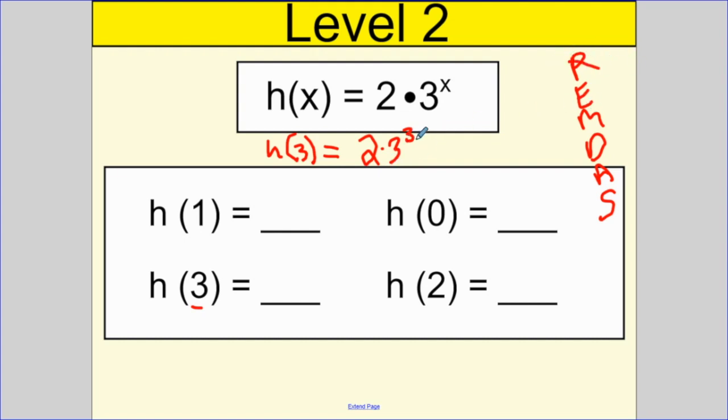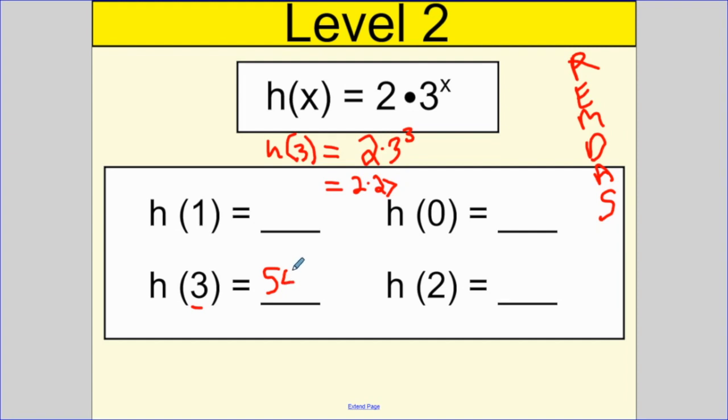We need to do 3 to the third power. That's 3 times 3 times 3. 3 times 3 is 9, and times 3 is 27. So this is actually going to be equal to 2 times 27. You could also do this on your calculator. And 2 times 27 is equal to 54. So when our input is 3 for function h, our output is going to be 54.